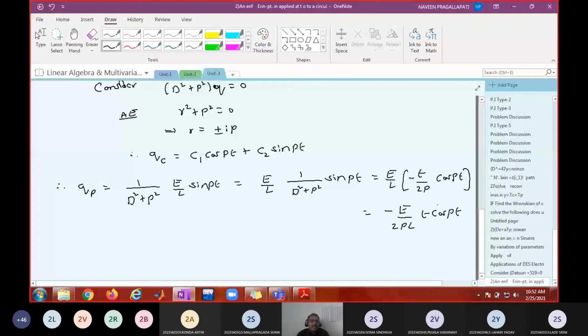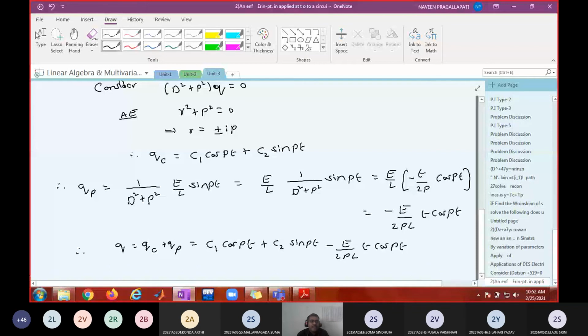Okay, therefore what is the general solution? Therefore Q equal to Qc plus Qp equal to C1 cos pt plus C2 sin pt minus E by 2pL t cos pt.